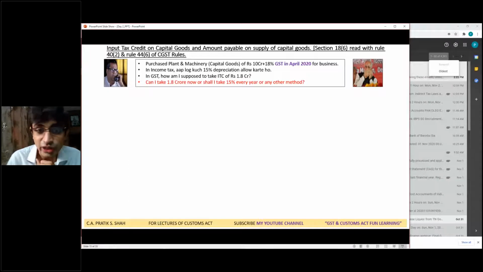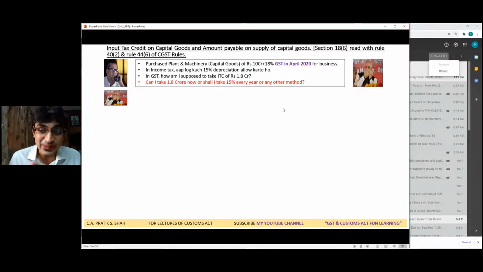Proportionately. Okay. Capital goods you need to take proportionately. Okay. Someone is writing immediately. 15%. Very good. Very good, Saurabh. Proportionately. Excellent. See the answer. See the answer.